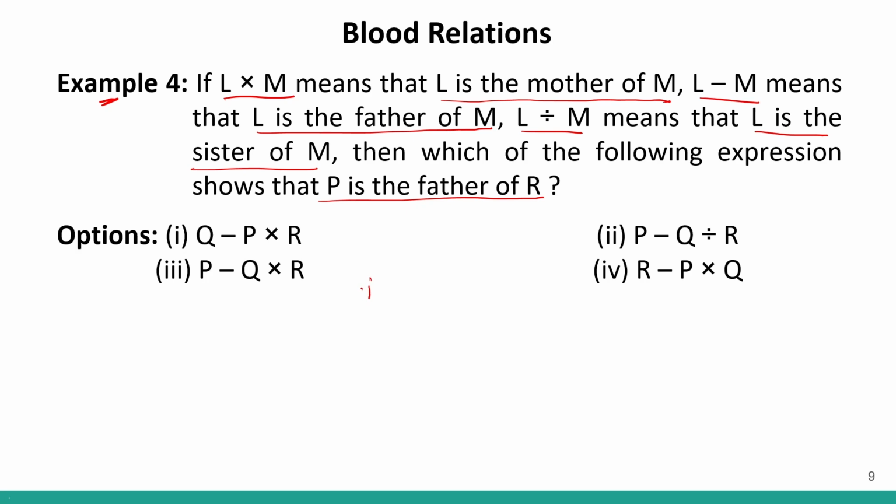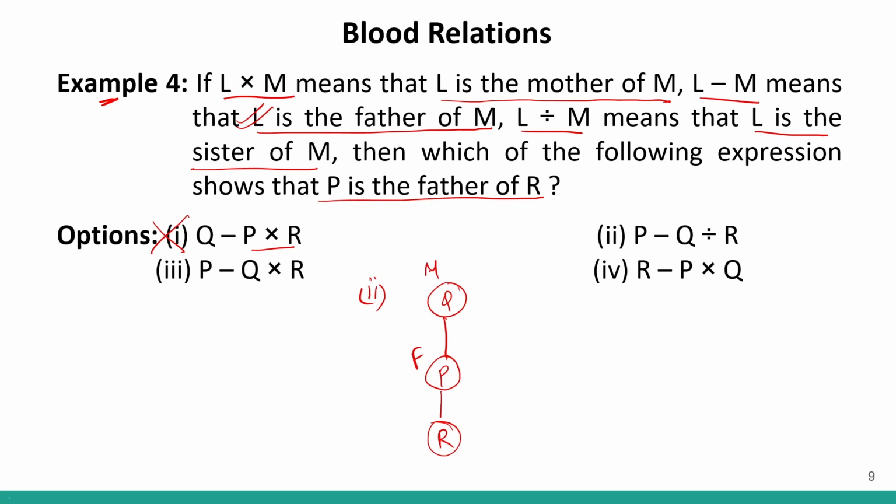So let us check the first option. Q minus P means Q is the father of P. And P into R means P is the mother of R. What relationship do we have to find out? P is the father of R. No. P is the mother of R in this relation. So this is incorrect.